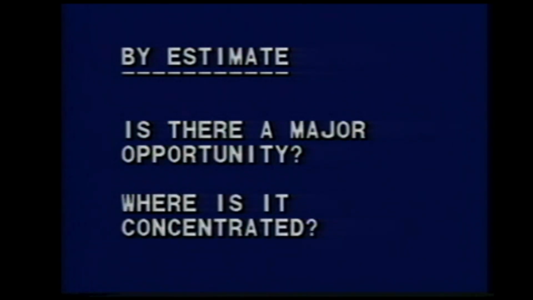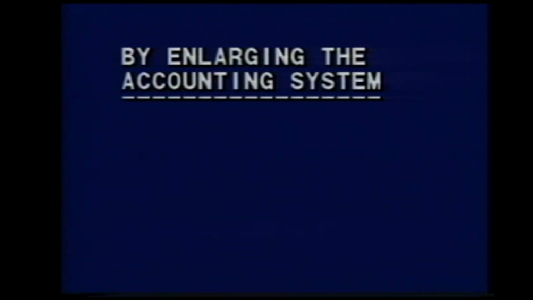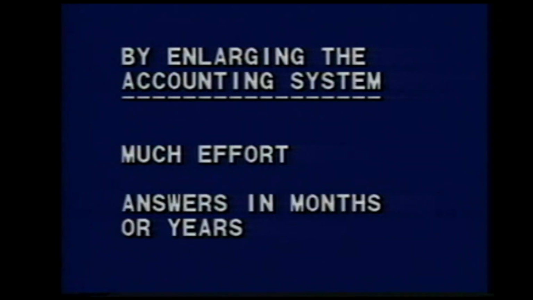Well, that printing company case looks logical enough. But how do we get figures like that for our company? There are two approaches. First, by estimates. This is the quick and dirty method. Through estimates, we can, with modest effort, learn in a matter of days or weeks, do we have a major opportunity, and where is it concentrated? Secondly, we can enlarge the accounting system. That takes a lot of effort, especially by the accounting and quality control departments. Also, it takes months and even years to get the answers.